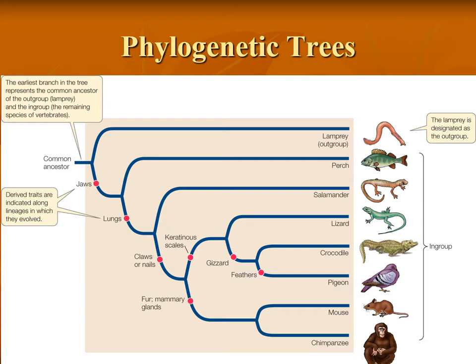These guys come together. So here's the common ancestor between the lamprey and everybody else. And a lamprey is a jawless fish. It is not very similar to these other guys at all. And so he's considered an outgroup. Here you see the word jaws. This is where jaws evolved after lamprey, because they don't have jaws.